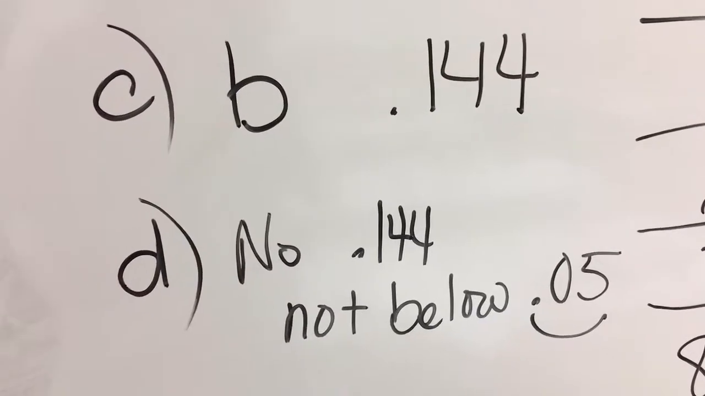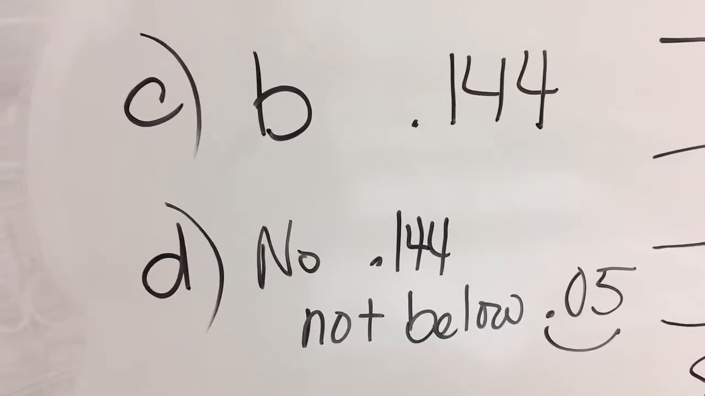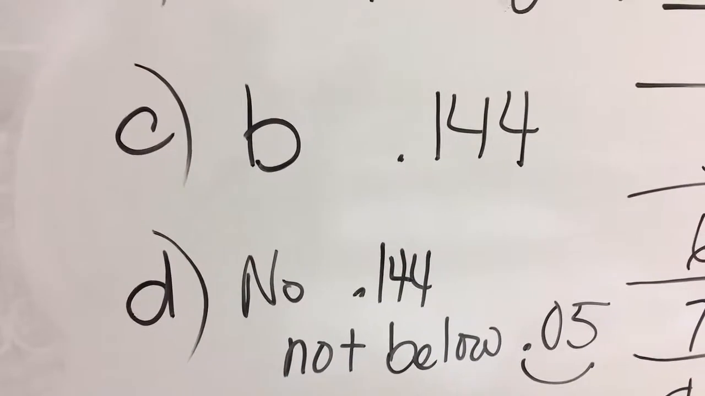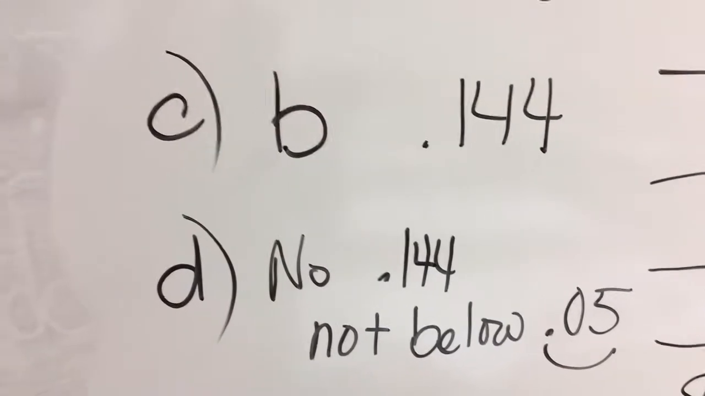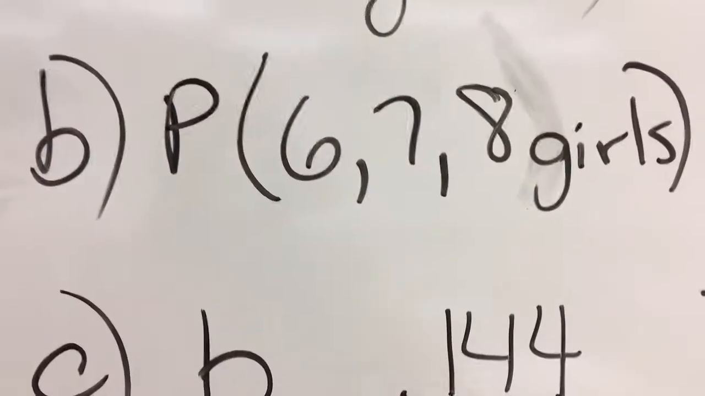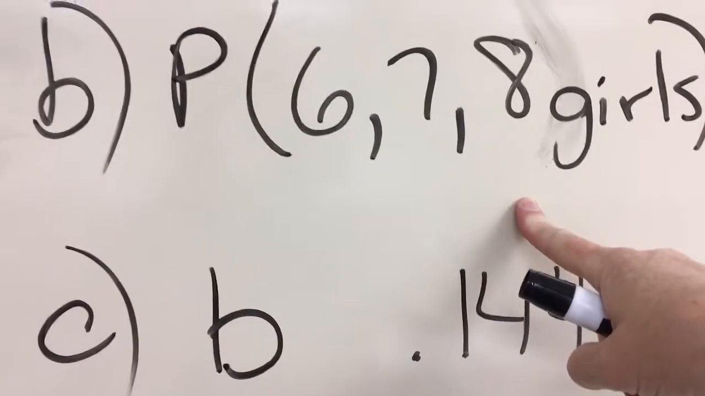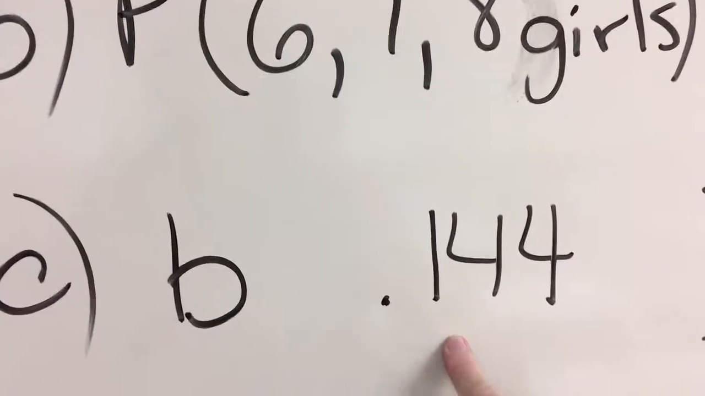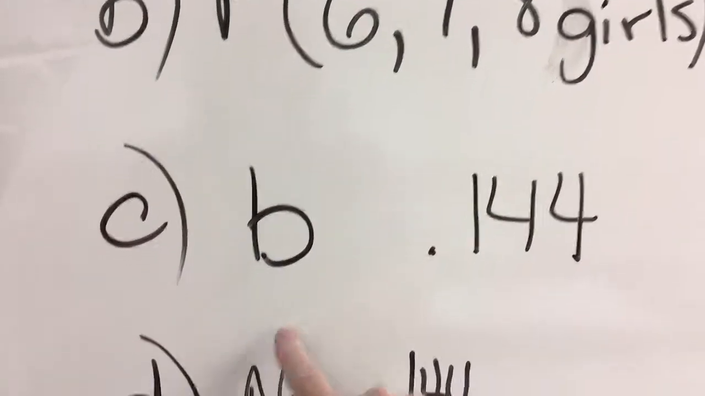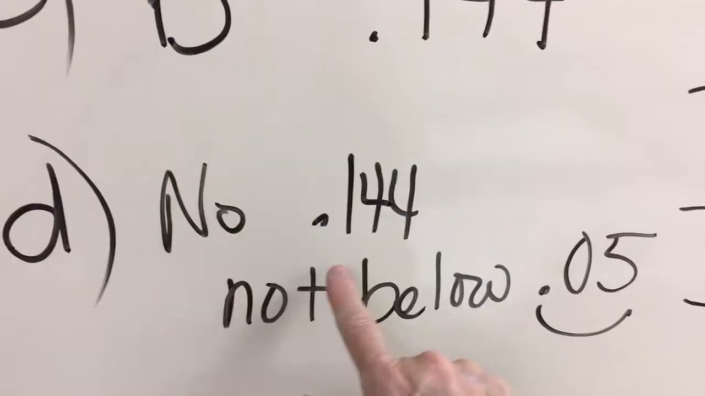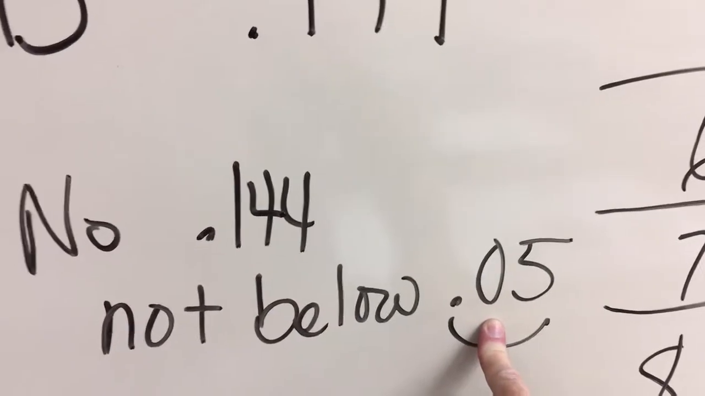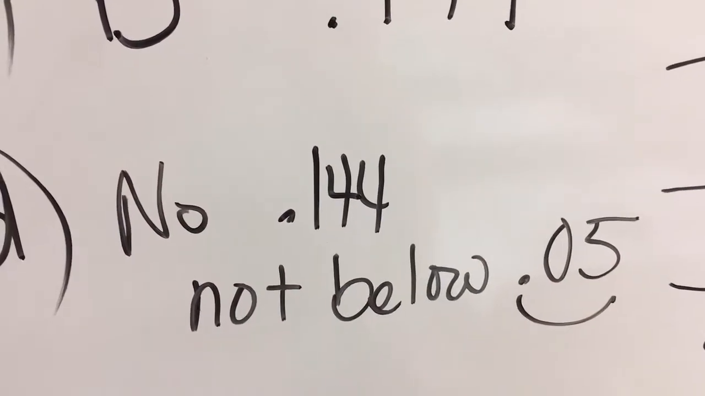Okay, so when we're talking about the 6 or more girls being a significant number, that means that it's rare. And we would look at this number B because this is the total probability of 6 or 7 or 8 girls, which is what we're really trying to find. 0.144. So we're going to use the B number here. And then we're going to say, no, it is not significant because 0.144 is not below 5%, which is kind of our mark, okay?